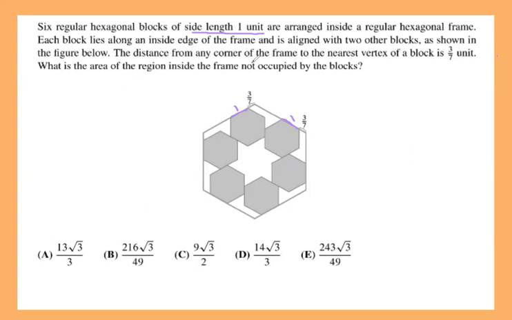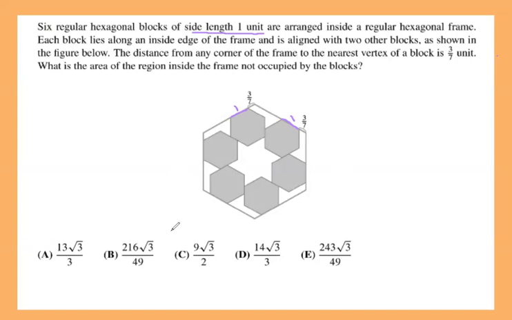And the distance from any corner of the frame, which is this distance, is given as 3/7 of this distance. Based on that, what is the area of the region inside the frame not occupied by the blocks, which is basically the shaded region that should be subtracted from the larger hexagon.